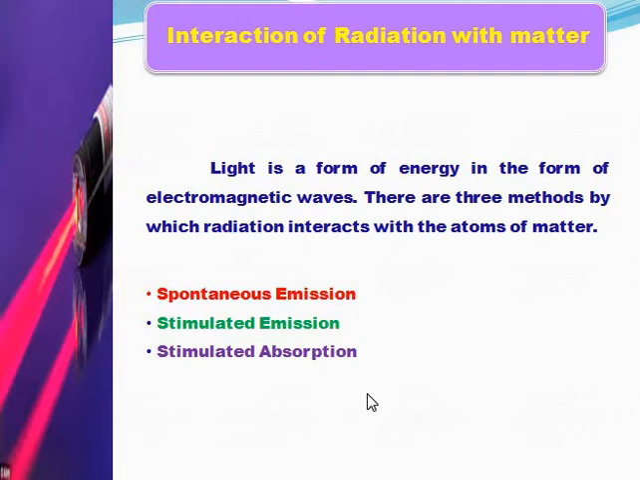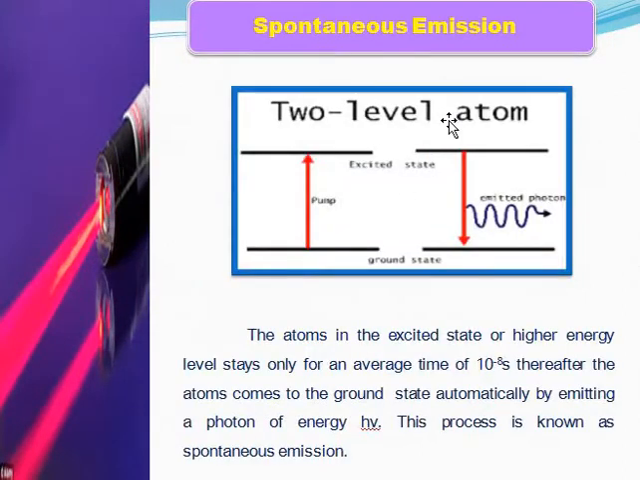Interaction of radiation with matter. Light is a form of energy in the form of electromagnetic wave. There are three methods by which the radiation interacts with the atoms of the matter: spontaneous emission, stimulated absorption, and stimulated emission. Let us study spontaneous emission.